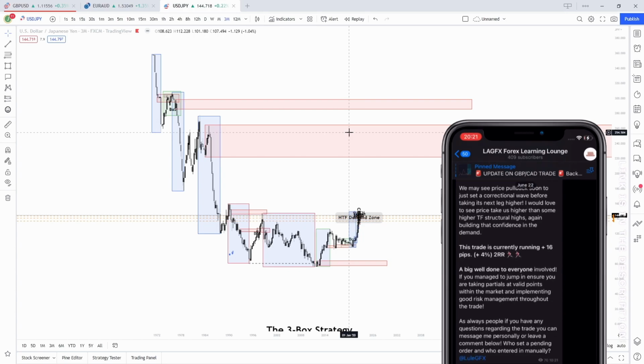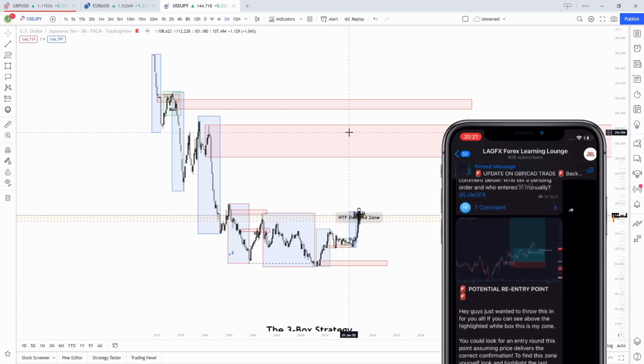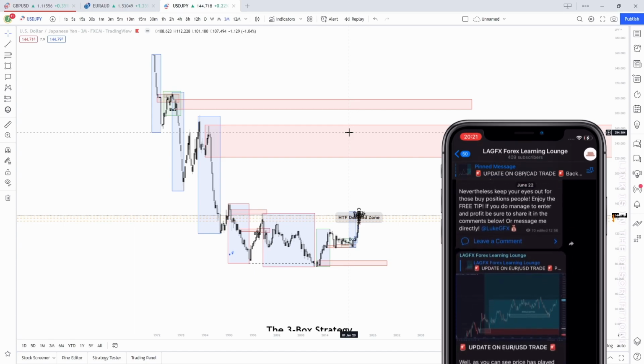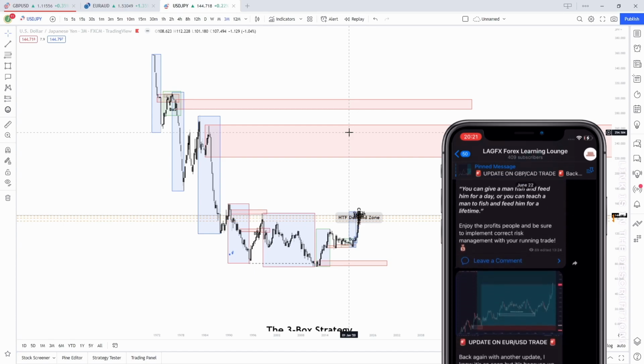Those are the markets I'm mainly going to be looking at: Euro US, Pound US, and Dollar Yen. Those are the main markets. I have all my alerts set at zones I will be looking to take positions from.